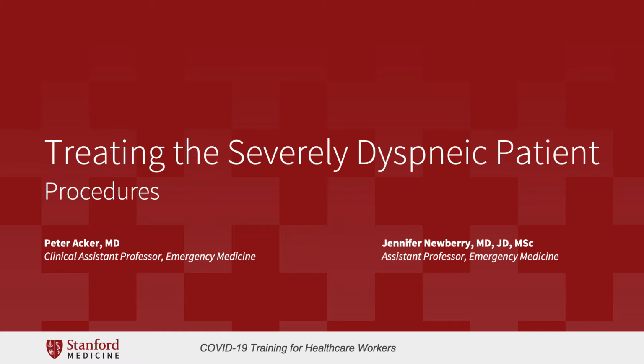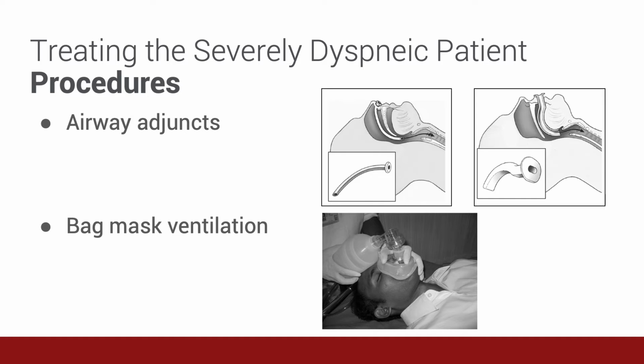Today we're going to be going over the details of procedures used while treating the severely dyspneic patient. We'll discuss the placement of two types of airway adjuncts, nasopharyngeal and oropharyngeal airways, as well as bag mask ventilation techniques. We'll start with airway adjuncts.